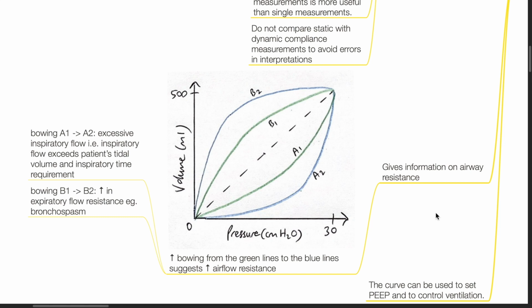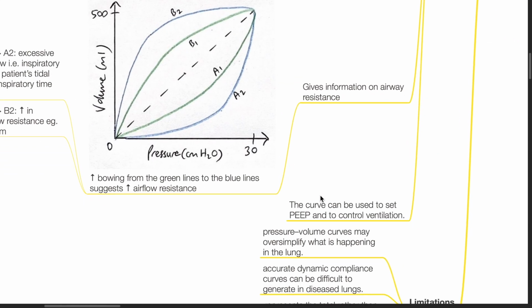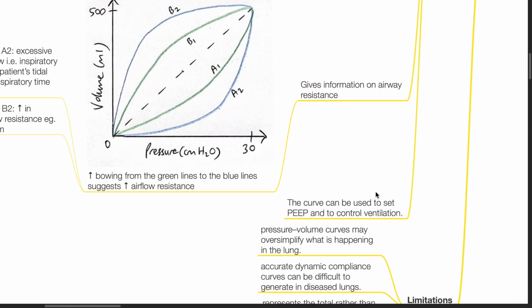PV loop gives information on airway resistance. Increased bowing from the green lines to the blue lines suggests increased airflow resistance. Bowing from A1 to A2 indicates excessive inspiratory flow. Inspiratory flow exceeds the patient's tidal volume and inspiratory time requirement. Bowing from B1 to B2 signifies increase in expiratory flow resistance, such as bronchospasm. The curve can be used to set PEEP and to control ventilation.